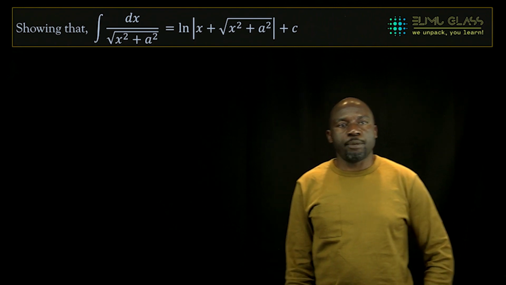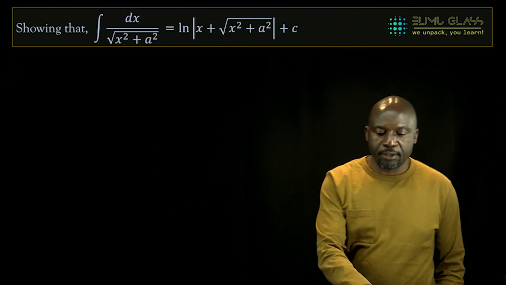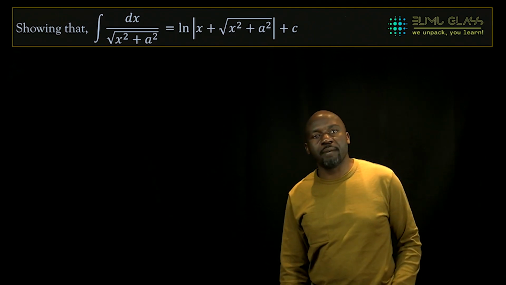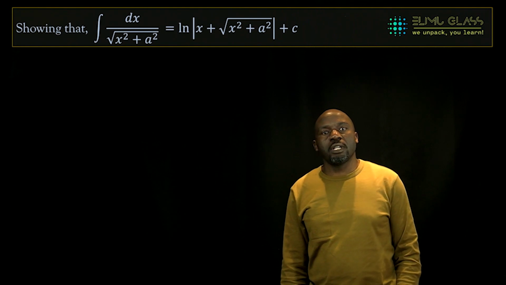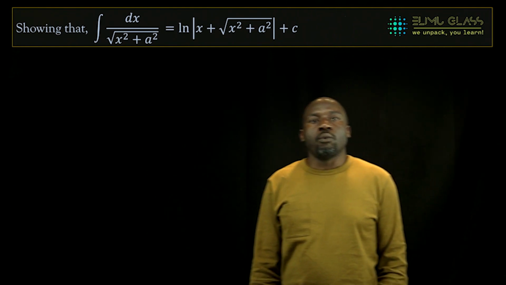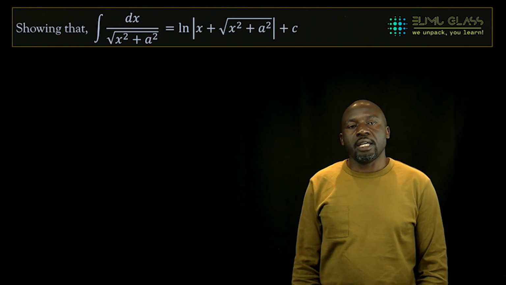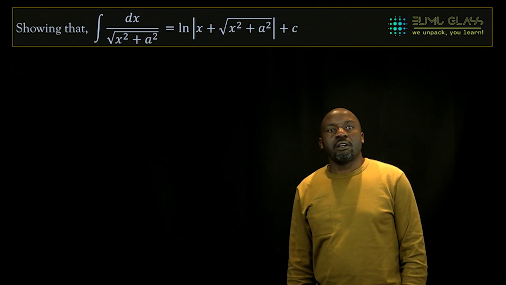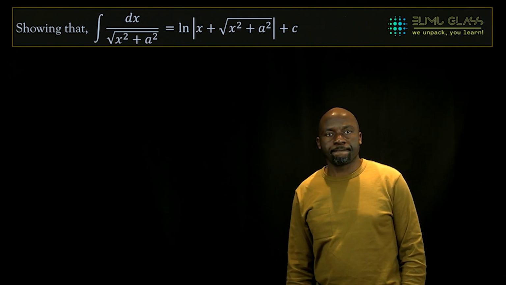Alright, here is a typical exam question. We're going to try and solve this by hand so we don't spend too much time typing it out. Show that the integral of 1 over the root of x squared plus a squared is equal to ln of x plus the root of the same, plus c.